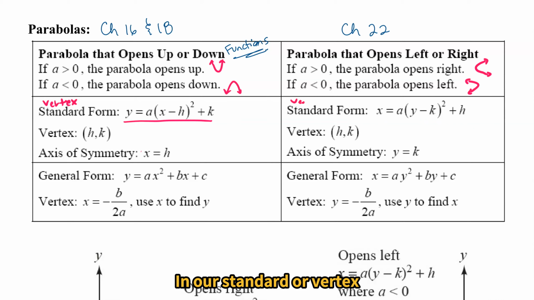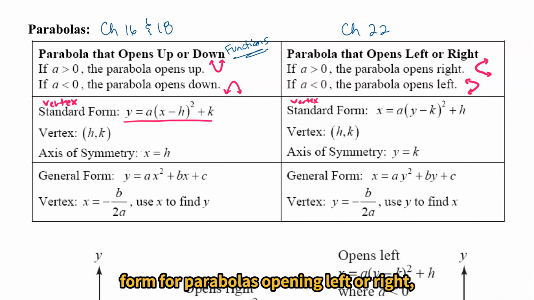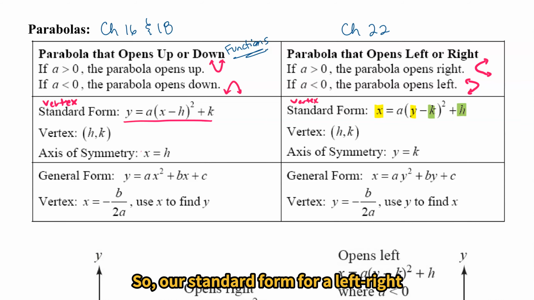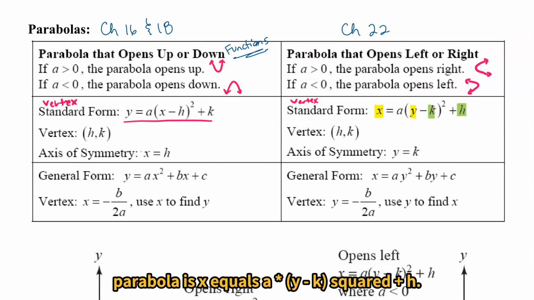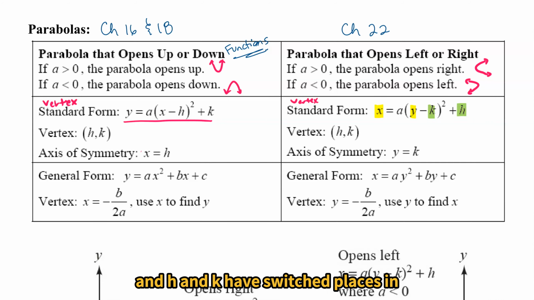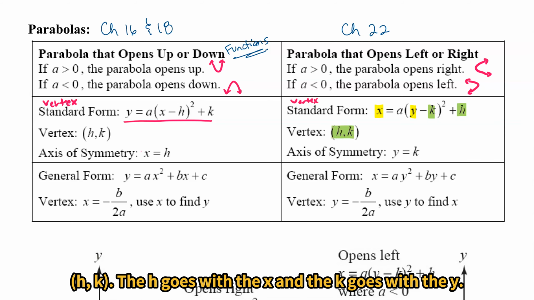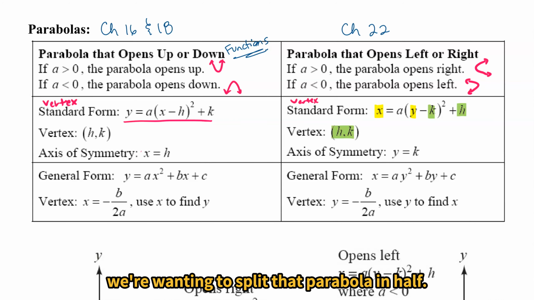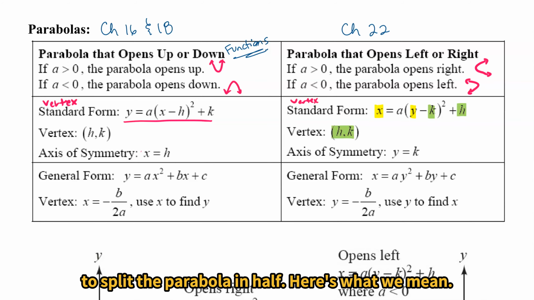In our standard or vertex form for parabolas opening left or right, notice the placement of the variables here. This is important. So our standard form for a left-right parabola is x equals a times (y minus k) squared plus h. x and y have effectively switched places in the equation, and h and k have switched places in the equation. But the vertex itself, the vertex ordered pair, is still (h, k). The h goes with the x, and the k goes with the y. And then our axis of symmetry becomes y equals k, because again, we're wanting to split that parabola in half, so we want a horizontal line to split the parabola in half.